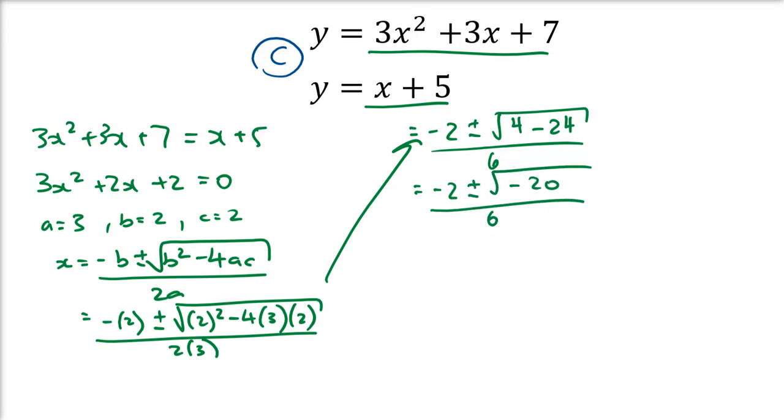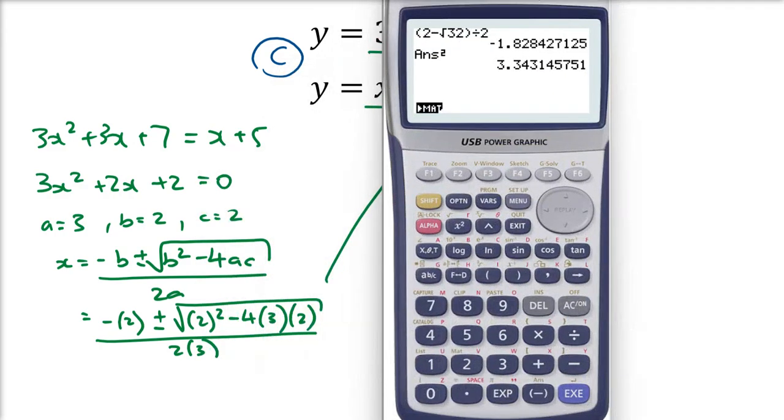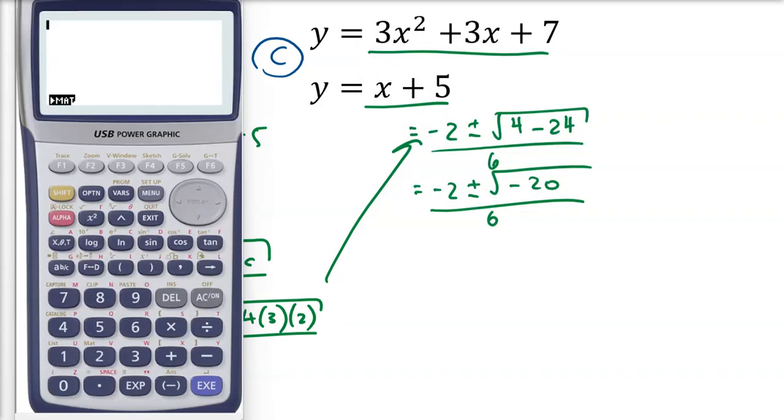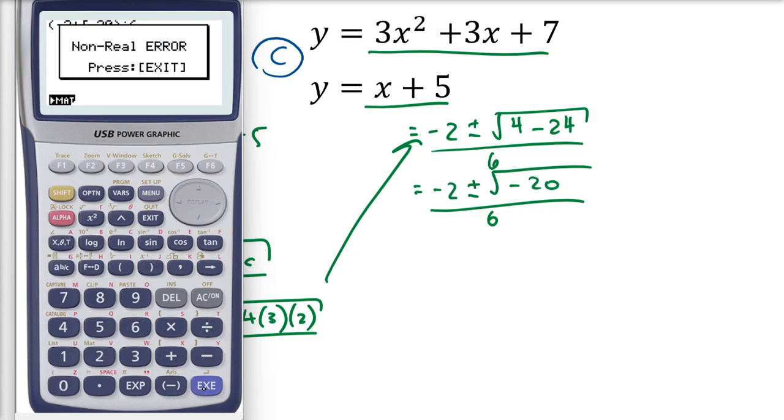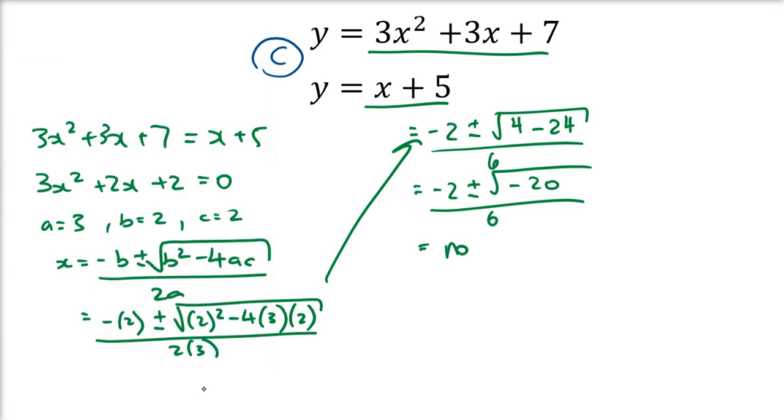So hopefully you can now see that's going to be equaling negative 20 under that square root symbol. Now, remember when we go back to our calculator, when I put this in my calculator, minus 2 plus the square root of negative 20 divided by 6, it gives you a no real error. So this means there are no real solutions.